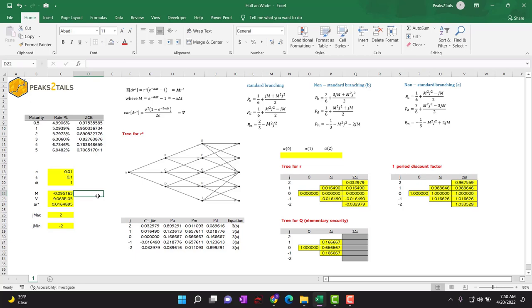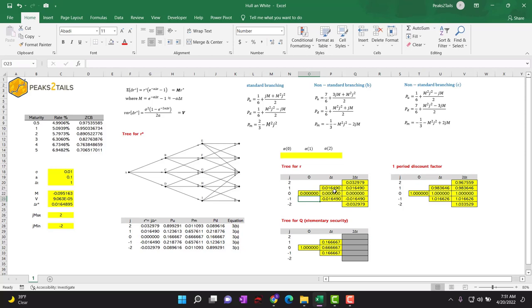Now, at this point, I am looking at node A, right? At time t equal to 0, j equal to 0, so that corresponds to node A. At node A, the value of R should be, this is alpha 0, something that I have determined. So the value of R would be equal to the value of R star, all right, plus alpha 0.